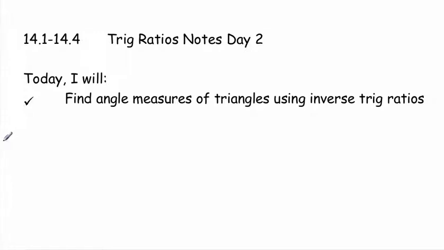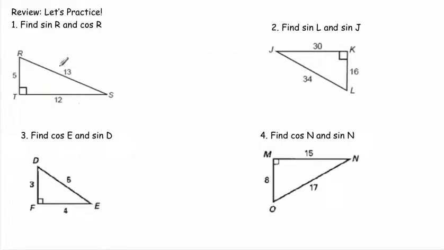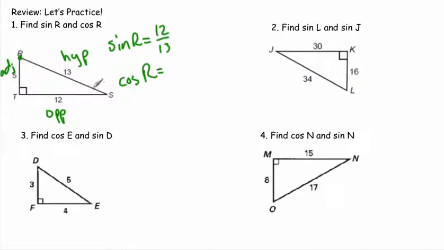Now, we can also do the same thing to find measures of angles inside of a triangle, but we're going to use inverse trig ratios. So let me discuss what those are. First, let's make sure that we remember how to set stuff up. So it says find sine of r and cosine of r. So r is my reference angle. So this is going to be opposite. This is going to be hypotenuse, and this is going to be adjacent. So sine of r equals opposite over hypotenuse, so that's 12 over 13. Cosine of r equals adjacent over hypotenuse, so that's 5 over 13.